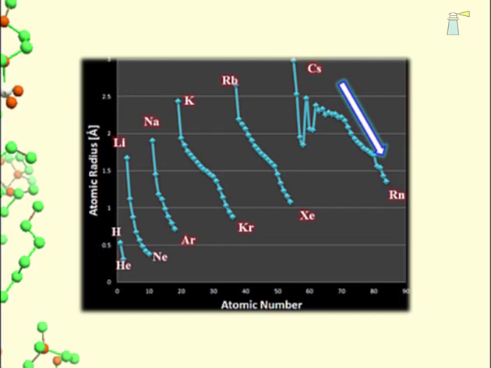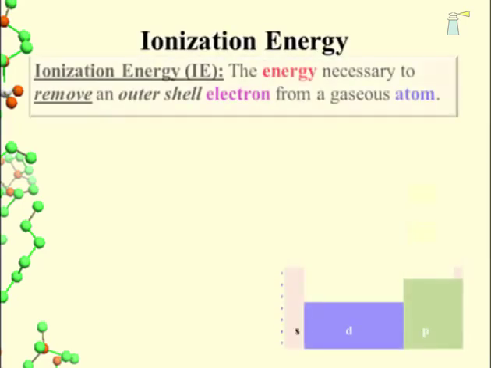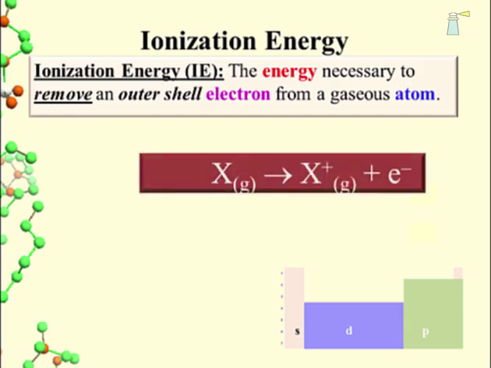Both trends are apparent using a handful of labeled points and a bit of practice reading graphs. And yes, there are exceptions to the trend, but for atomic radii, they only occur with larger atoms. On to our next periodic trend, ionization energy, or IE, which is the energy necessary to remove an outer shell electron from a gaseous atom.